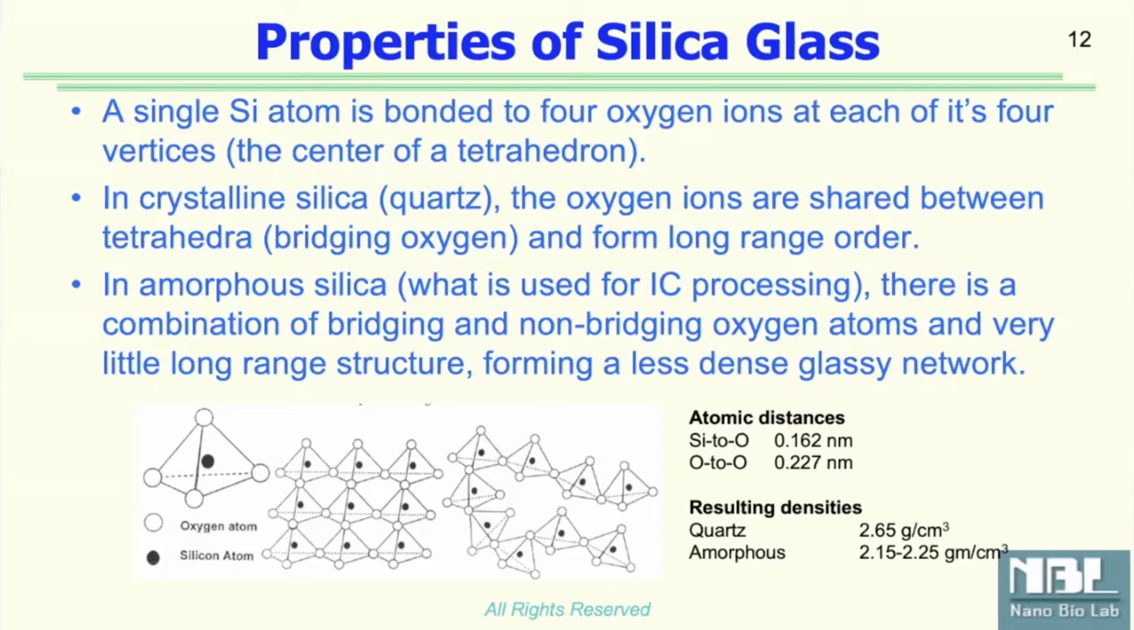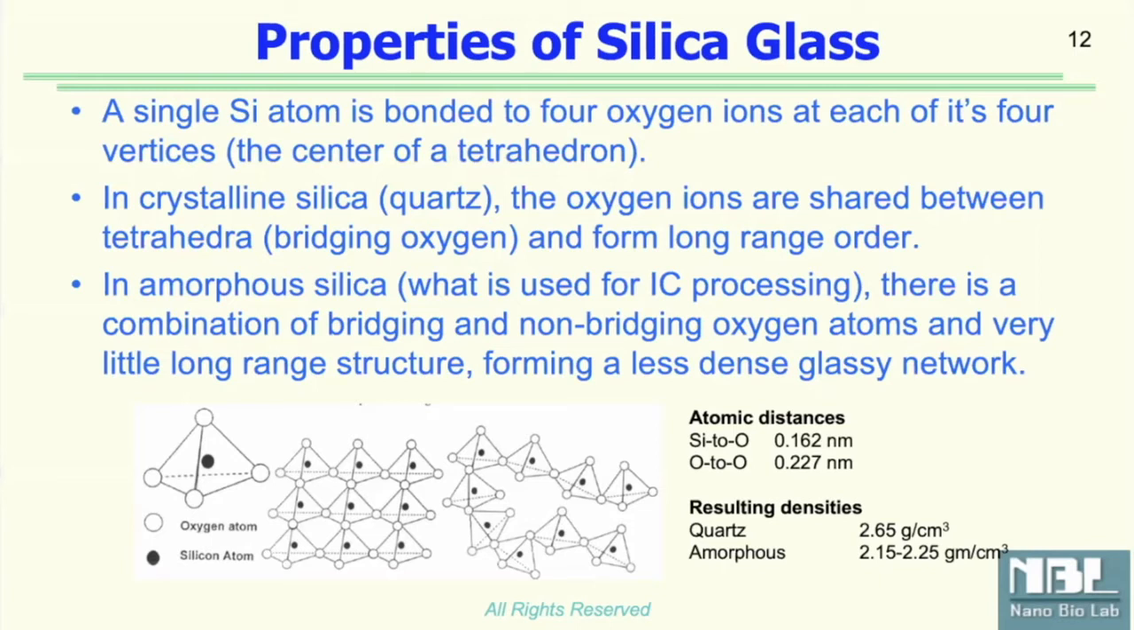Now, this would mean that oxygen ions would be shared between 2 tetrahedra, so 2 shapes that are made because of silicon and their binding with the next oxygen. And this would result in a long range order. Now, another type of silica, what we call amorphous silica, has a combination of bridging and non-bridging oxygen atoms, and very little long-range order. So that results in what we call a less dense glassy network.